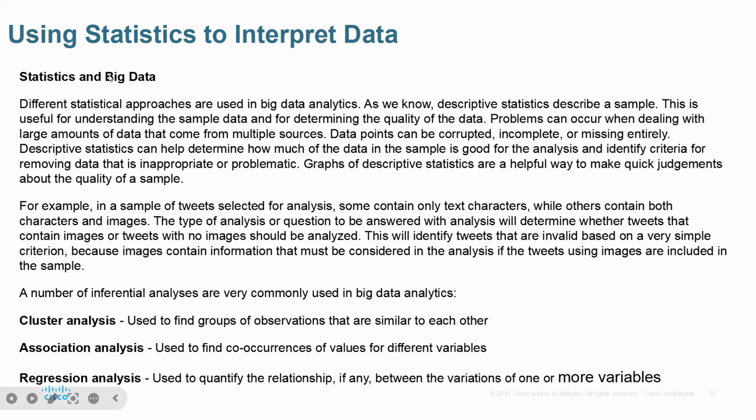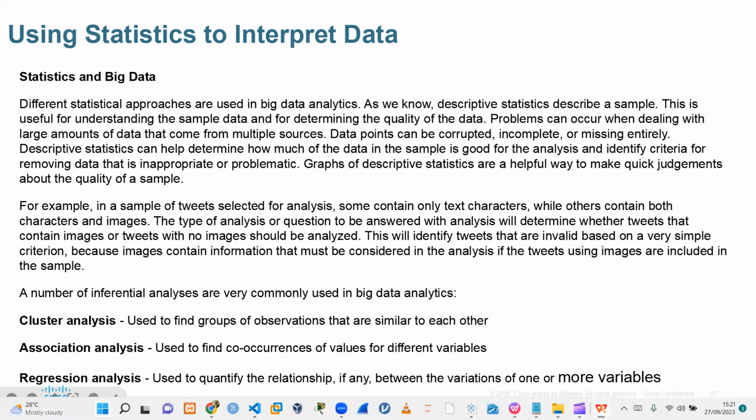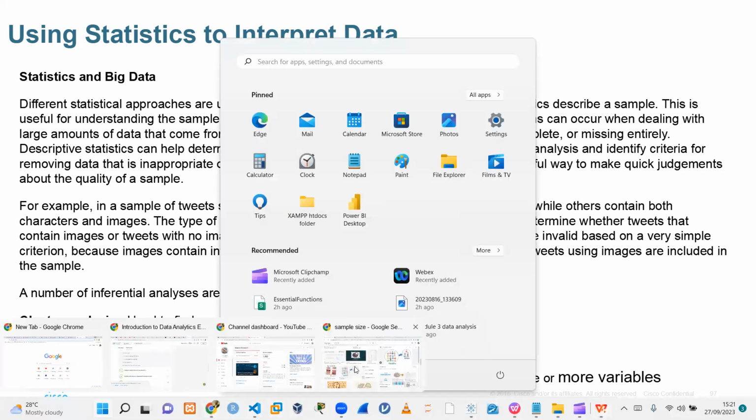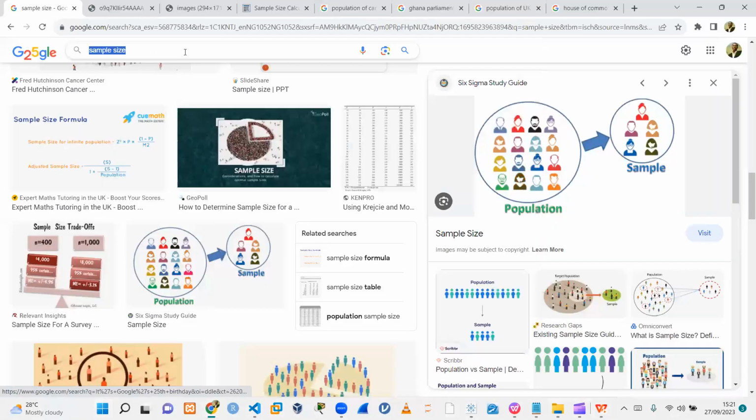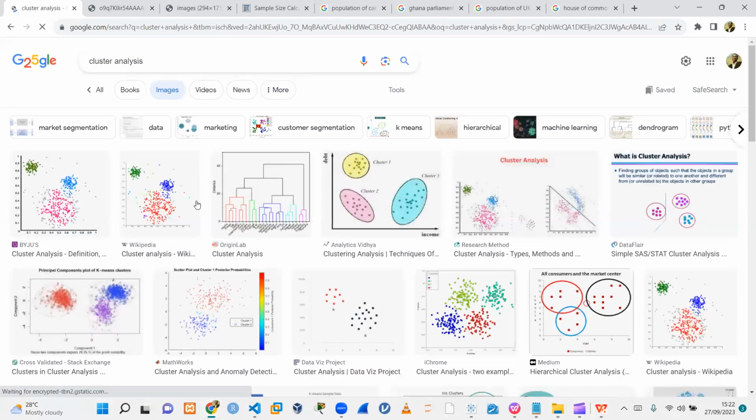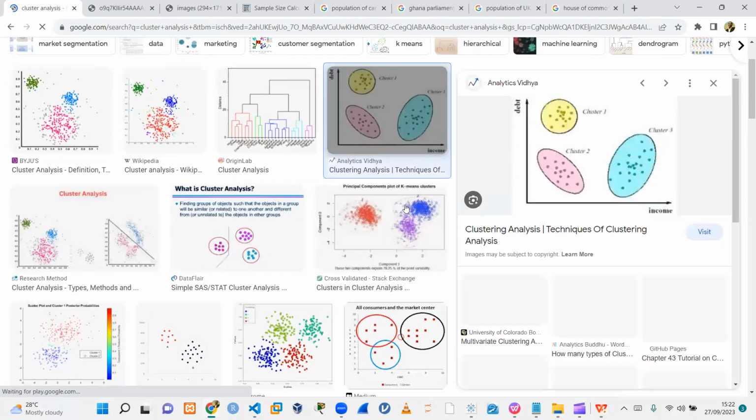So let's look at statistics and big data. When you're working with big data, there are some kinds of inferential analysis you might want to do. So cluster analysis: you're trying to find groups of observations that are similar in nature. You will find this a lot in machine learning. So cluster analysis, or when we do k-means, we do analysis that checks relationships.